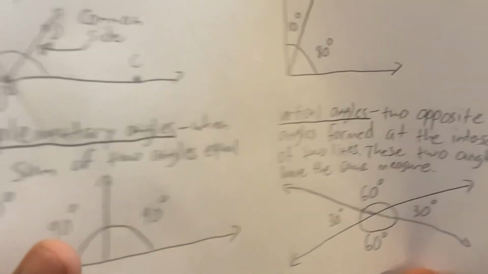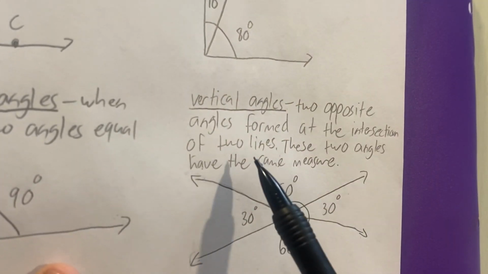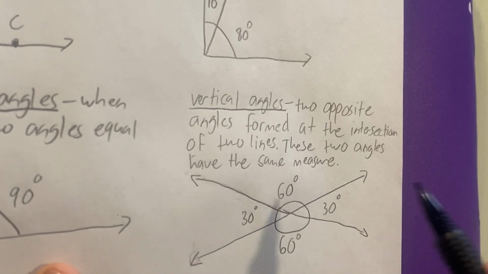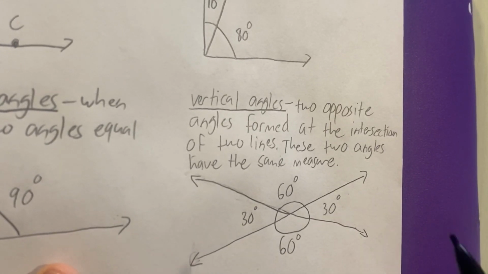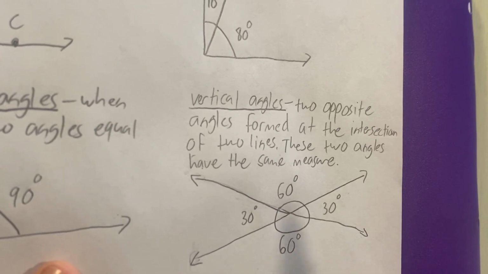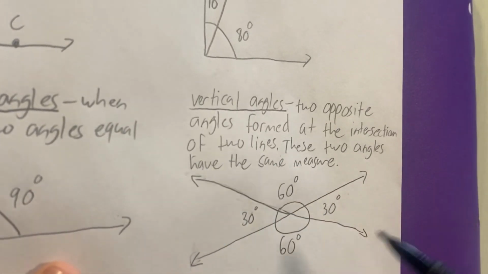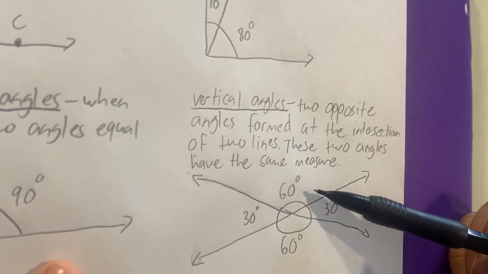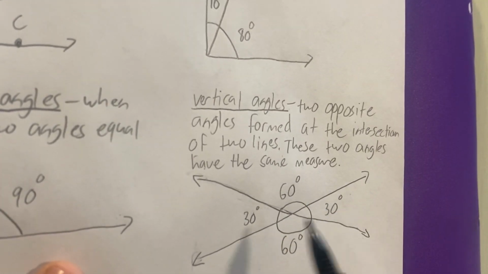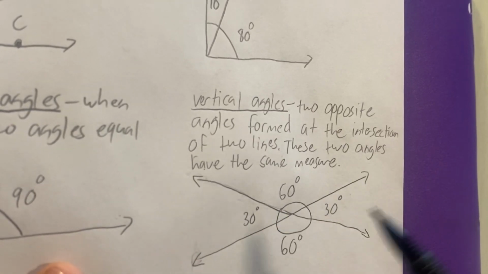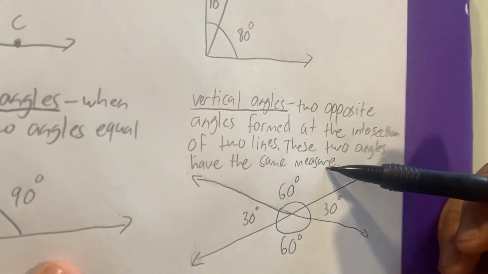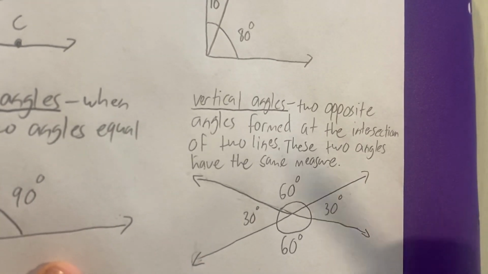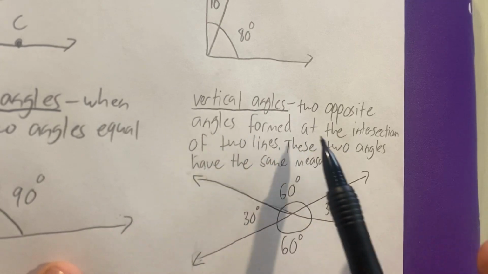And last, we have vertical angles, which is when 2 angles are formed at the intersection, which is 2 opposite angles formed at the intersection of 2 lines. These 2 angles have the same measure. So it's basically angles that form when 2 lines cross into each other and intersect each other. So as you can see, these 2 top ones, they're both 60. These 2 side ones are both 30, because when the lines intersect each other, they make identical angles as the one on top and the one across from them. Basically, the angles opposite to them. So these are vertical angles.